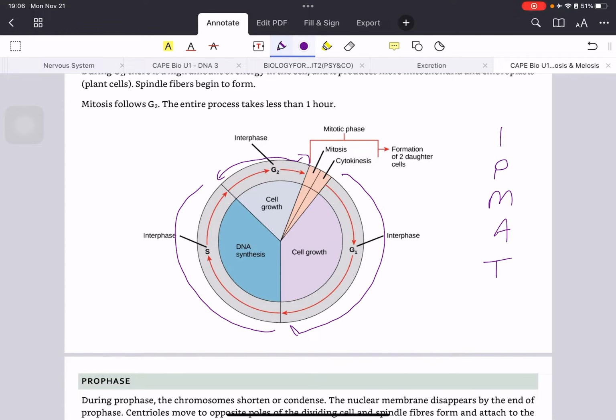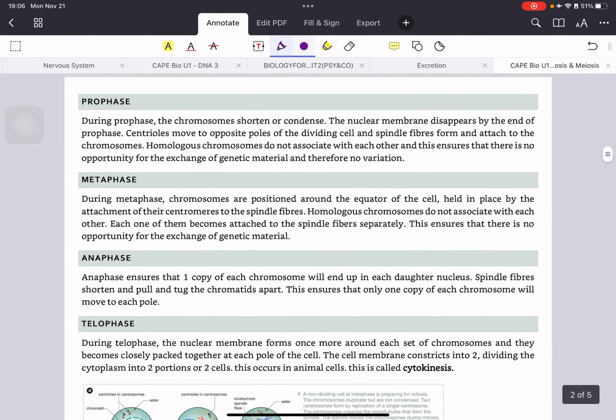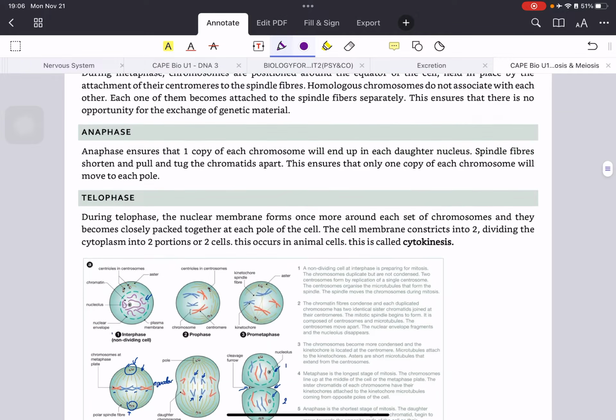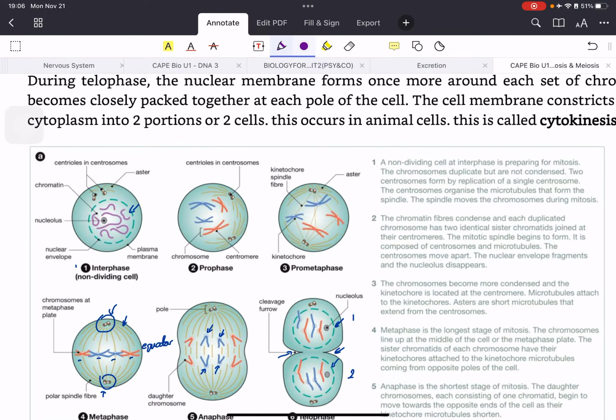Okay, so that was interphase, which is technically not mitosis yet. So mitosis essentially begins at prophase. So here we have the summary. Okay, so during prophase, we have the shortening of the chromosomes. The nuclear membrane will disappear around the nucleus of the cell, and centrioles move to opposite poles of the dividing cell. So if you look at this small diagram here, you could see in prophase, you could see the centrioles moving to the opposite poles, right?